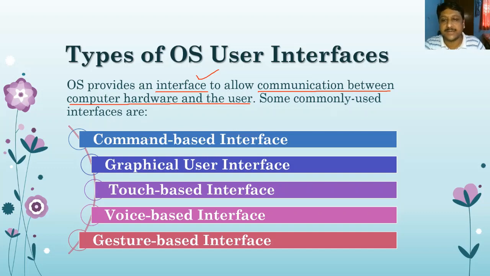Some commonly used interfaces are the command based interface, where we have to type the command which we want to tell the computer using the keyboard. Graphical user interface: icons or pictures are there, and we just click or touch the picture. Touch based interface means everything is done using touch; mobile systems already come with it. Voice based interface: Google Assistant, Siri in Apple systems, allow us to use voice to communicate with the computer system. And gesture based interface is a newer way to communicate with the operating system. We will discuss them one by one.